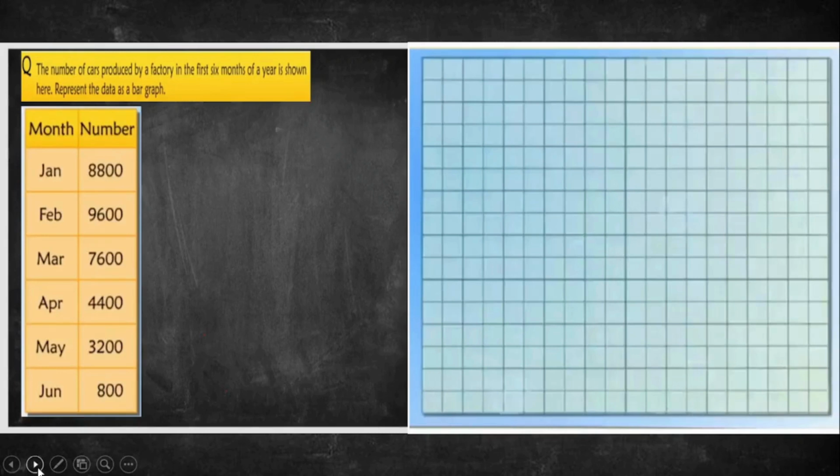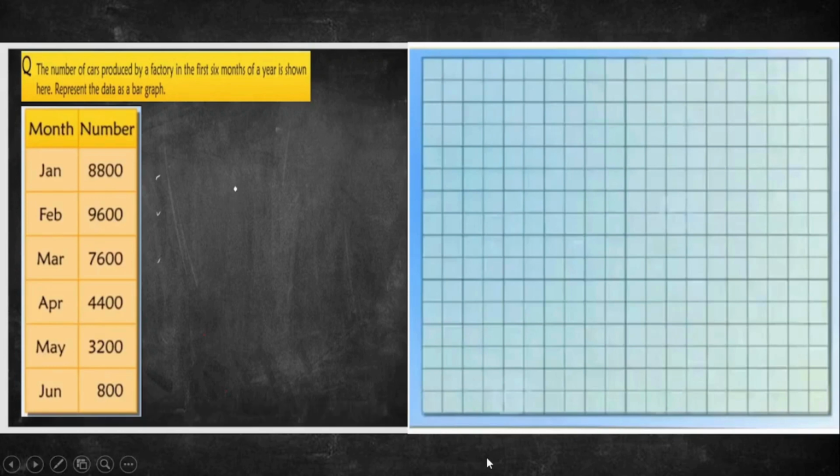Hello everyone. In this video we are going to study how to draw the bar graph. So here we will learn it with an example. The example says the number of cars produced by a factory in the first 6 months of a year is shown here. Now you need to represent this data as a bar graph.